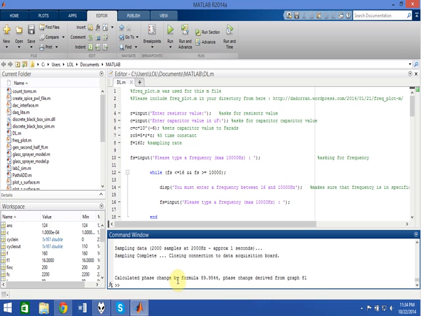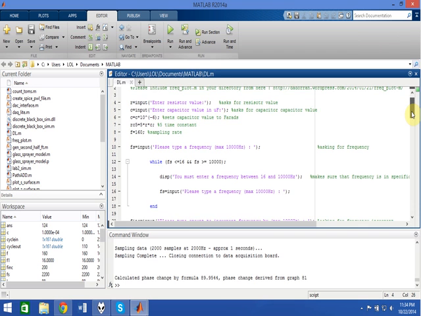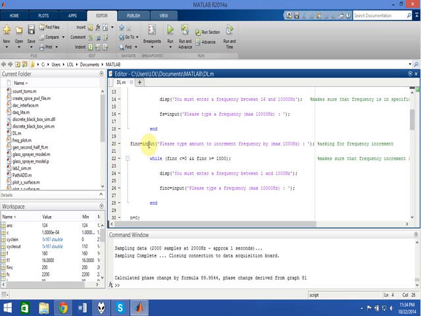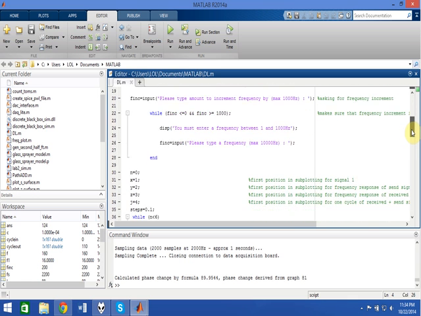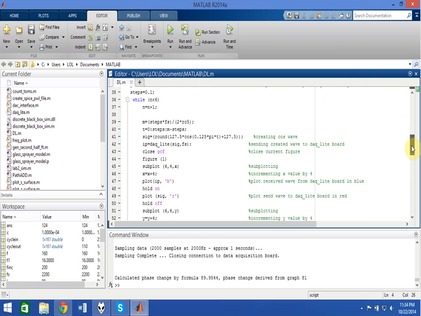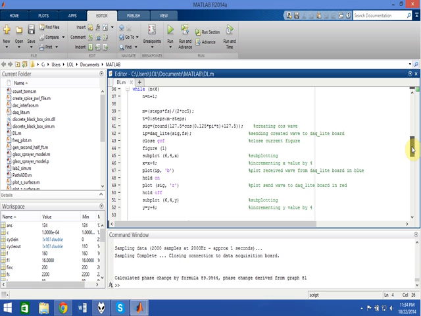Let's see the code. So I just ask for the input value. That's 5 time constant. You can read the comments yourselves later if you don't understand anything. I'm asking for the input, or for the frequency. Again, for the frequency incrementation, the amount of frequency I increment each time, and this is where the main code starts.